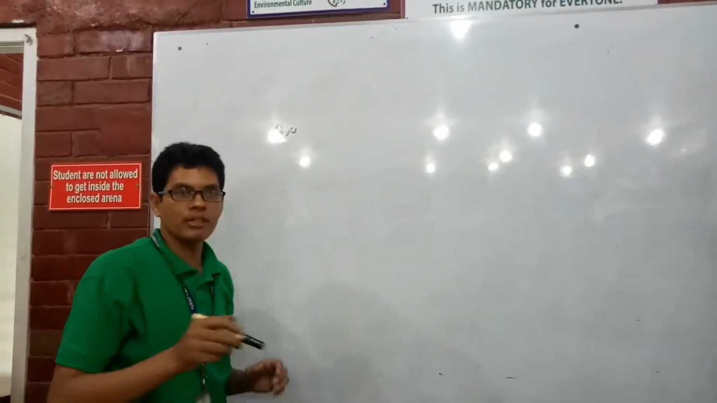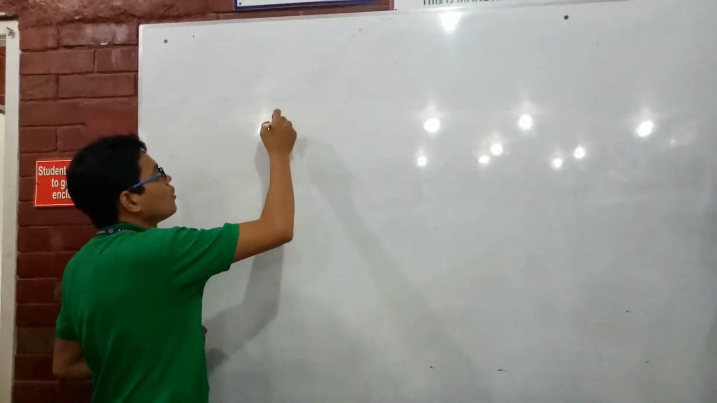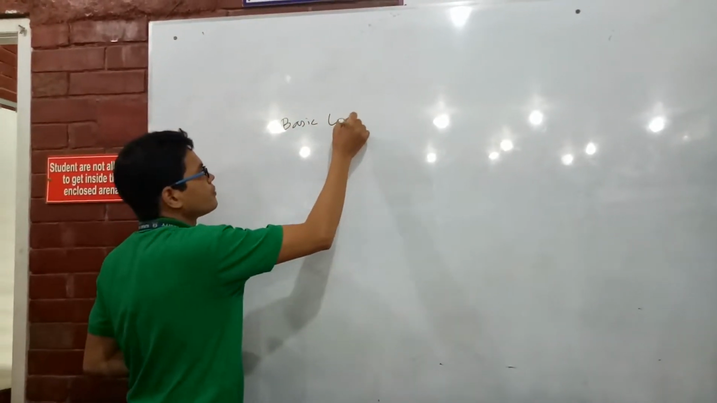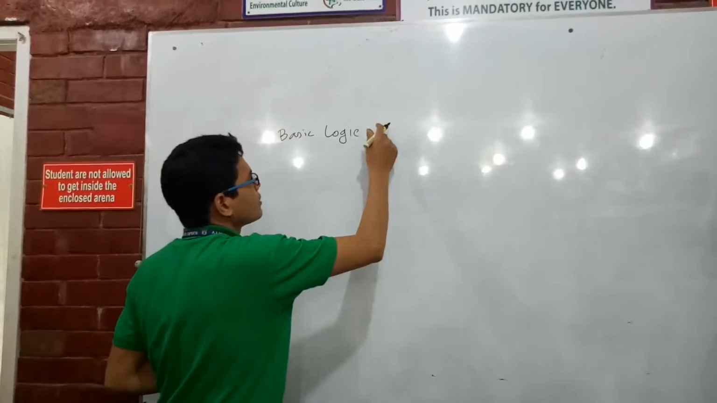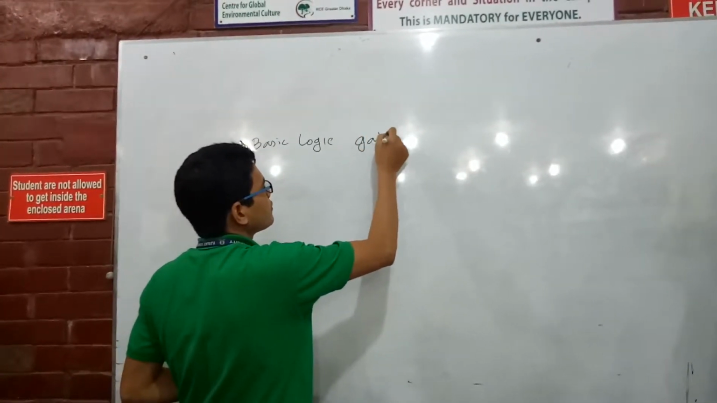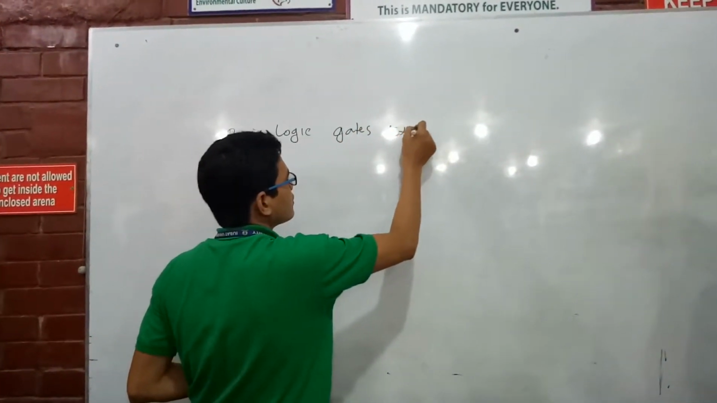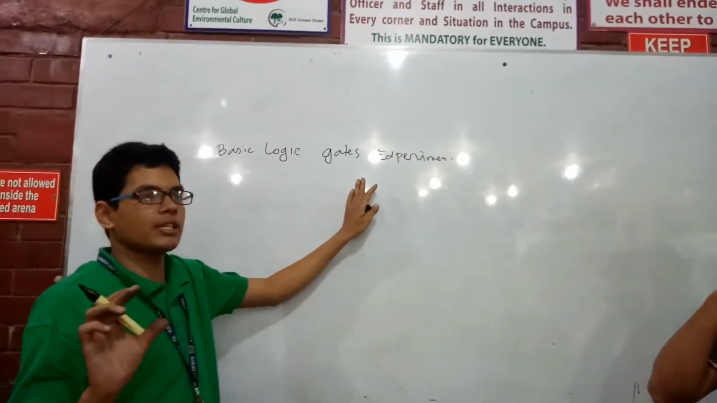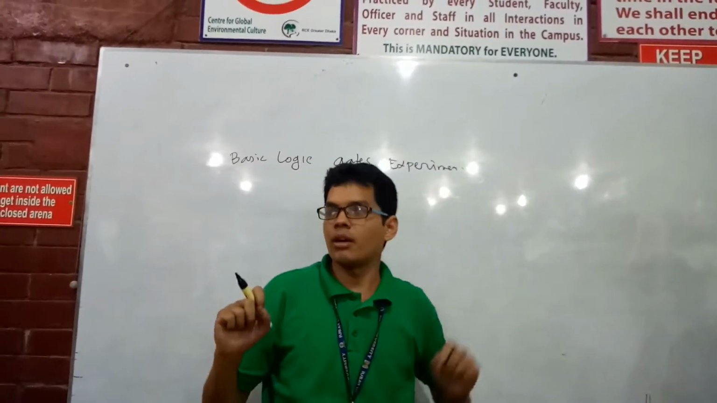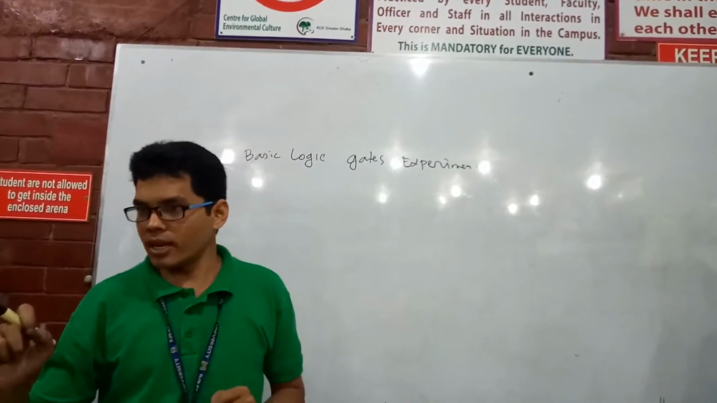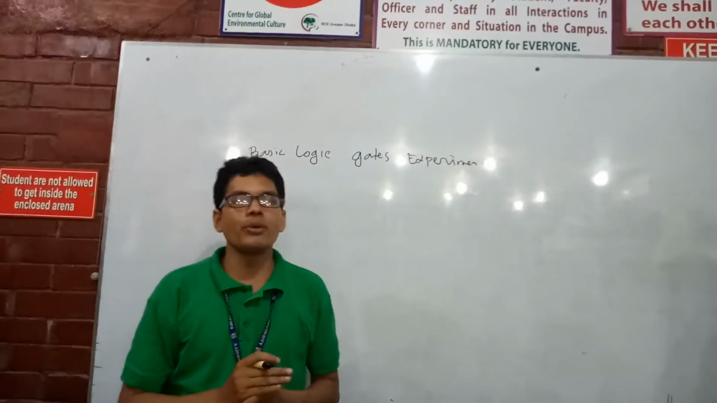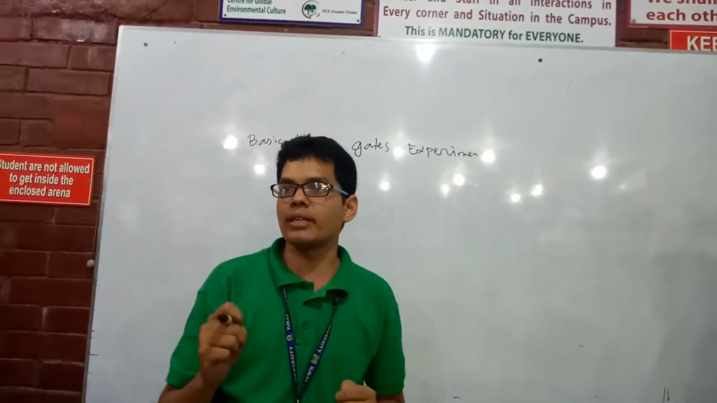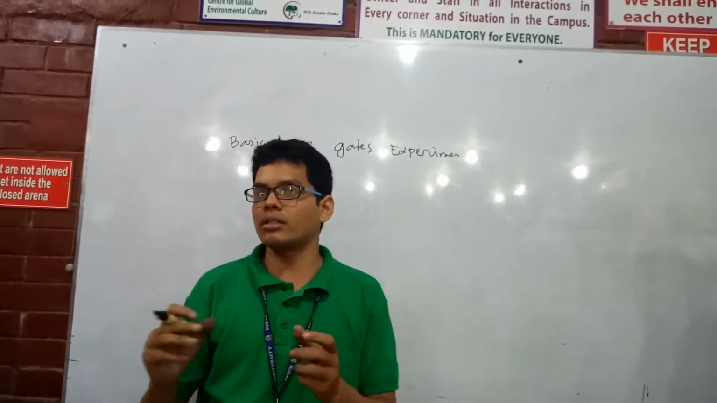Listen, the two experiments you have done were basic logic gates experiments. So basic logic gates means the AND gate is a basic logic gate, the OR gate is a basic logic gate, right? So today we'll combine these two gates and see how these logic gates make the computer's different units.